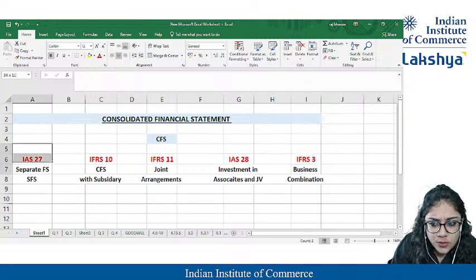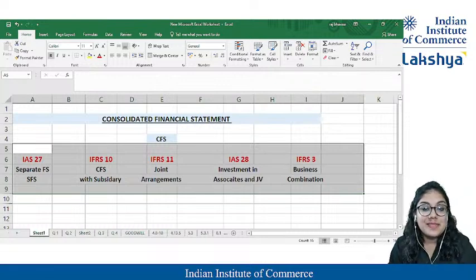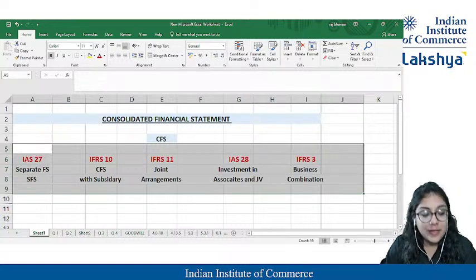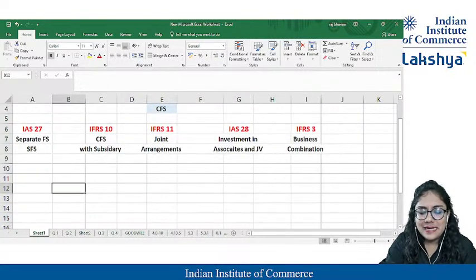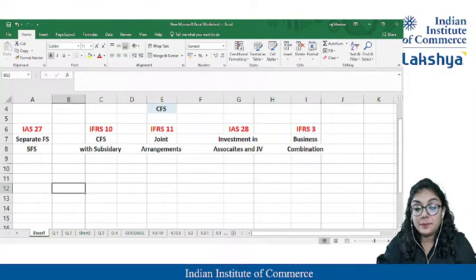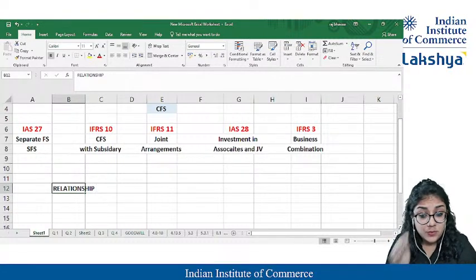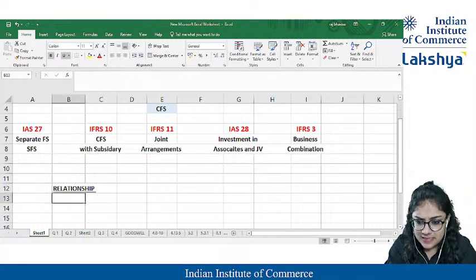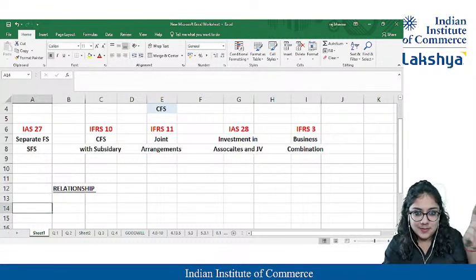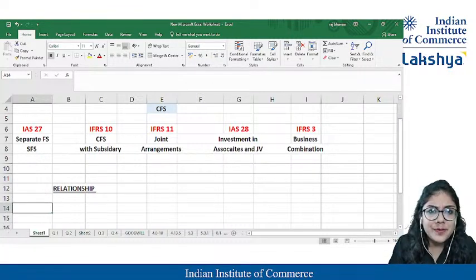IFRS 3 is the standard which we learned about 10 minutes ago. That was business combination. Before I go ahead, let us easily understand one concept. Before going into consolidation, the relationships are very important. What is a relationship, and whose relationship are we talking about? So basically there could be parties or companies, and we have to understand whether there is any relationship between those parties or not.